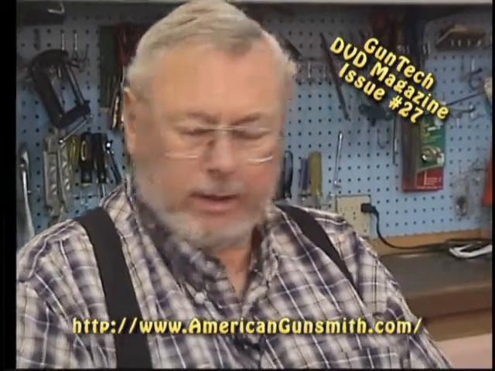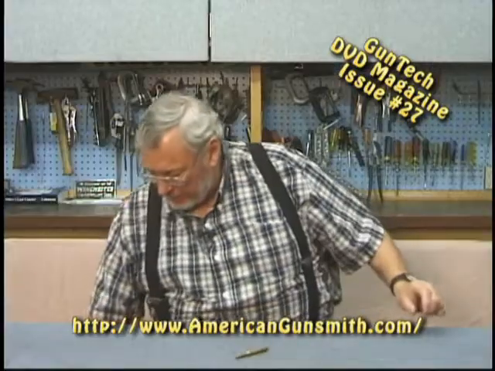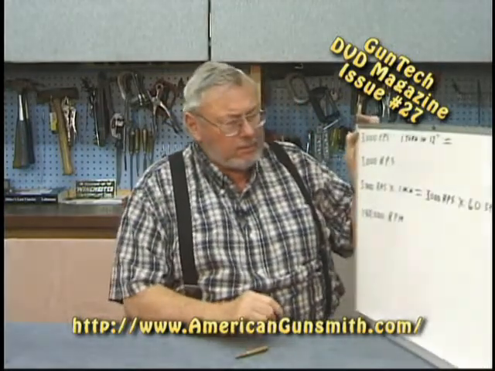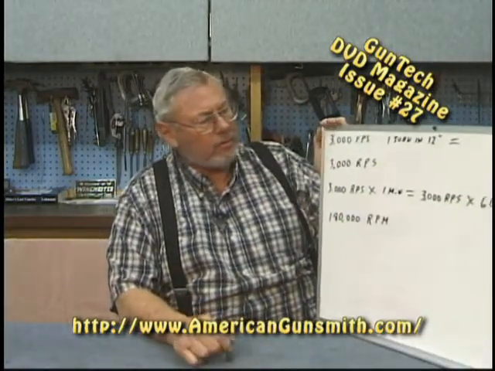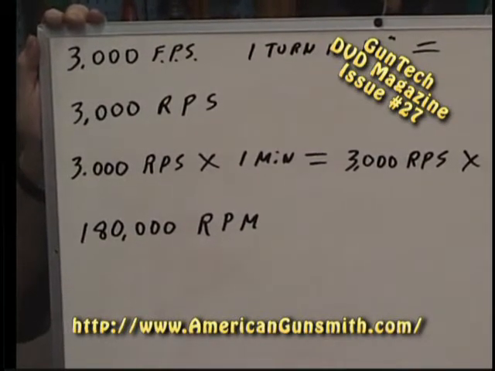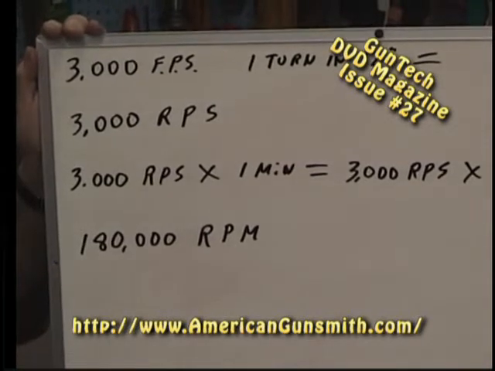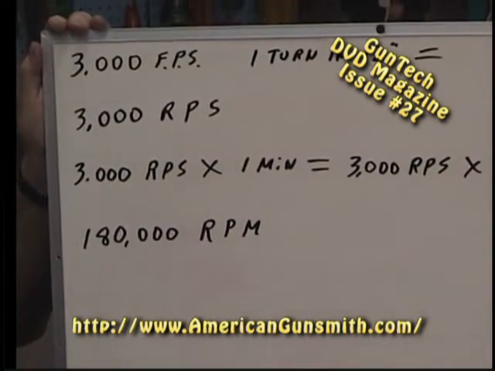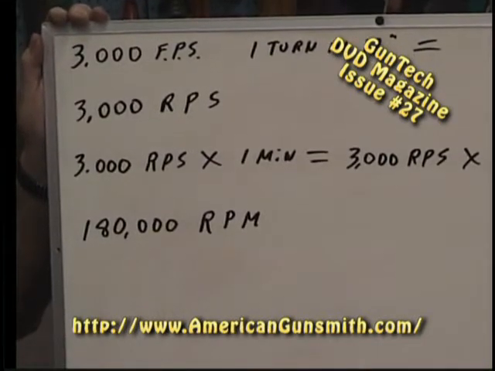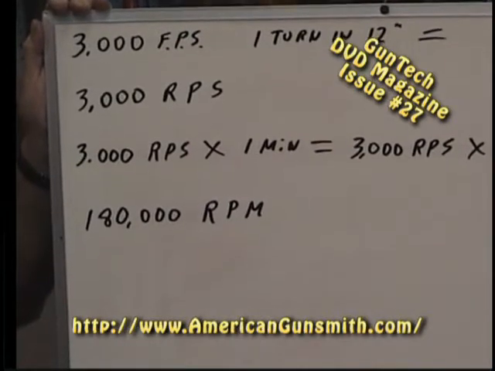I got a little chart here I just drew up to show you how fast the bullet is spinning when it's traveling through the air. Now, today, most bullets travel around 3,000 feet a second, and most gun barrels have a rifling twist of one turn in 12 inches or less. So if you launch a bullet at 3,000 feet a second, which is not abnormal, and one turn in 12, which is a little slower than most, the bullet is going at least 3,000 revolutions a second.